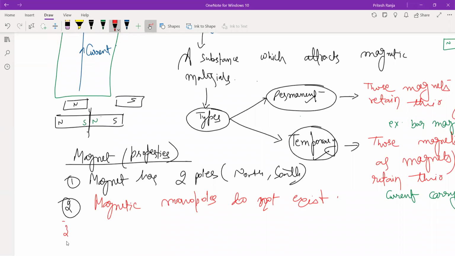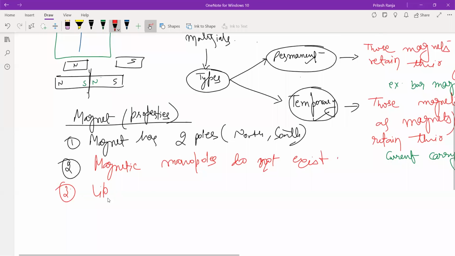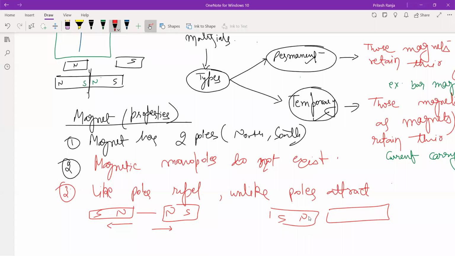What could be the third property? Like poles repel each other, and unlike poles attract each other, right? Like poles means we are talking about north and north. So if you bring north and north poles together, then they will just be repelled away. If you bring north and south poles together, like bringing a south in front of a north, what will these two do? They will attract each other.